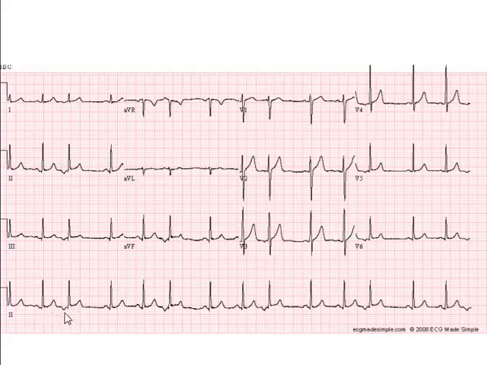In this case, it is often best to start with the long rhythm strip seen at the bottom of the ECG tracing. Here we can see that there are P waves preceding each QRS complex, with an average rate of about 84 beats per minute. When we look closely at the morphology of the P waves, we can see that there is a repeating pattern of 2 positive P waves followed by a negative P wave.